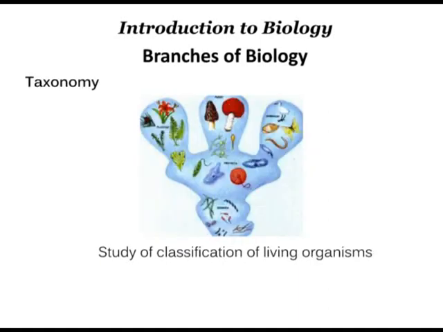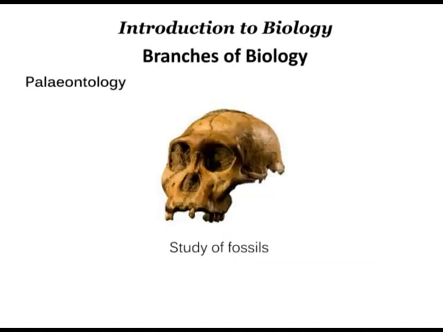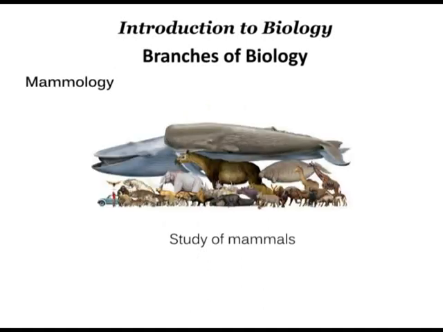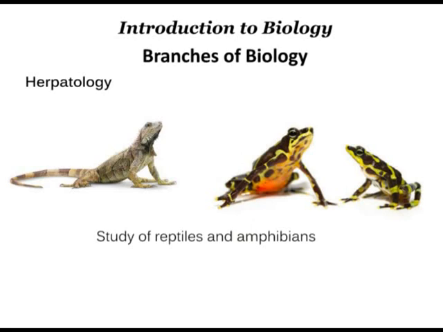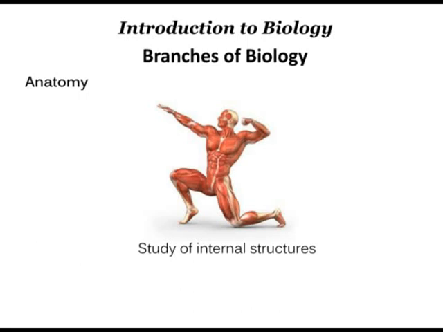Taxonomy is the study of classification of living organisms. Paleontology is the study of fossils. Mammalogy is the study of mammals. Ichthyology is the study of fish. Herpetology is the study of reptiles and amphibians. Anatomy is the study of the internal structures of living organisms.